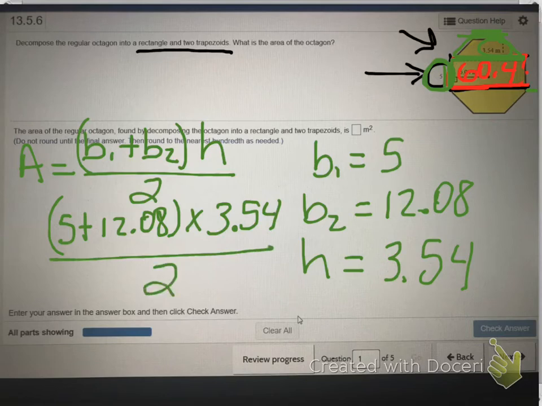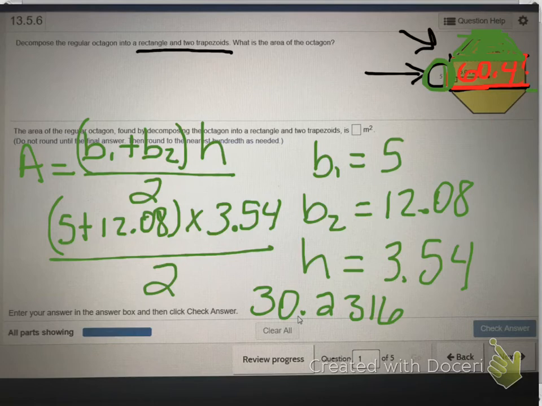So I'm going to plug that into my calculator. 5 plus 12.08 equals 17.08. Multiply that times 3.54 gives us 60.4632. And while that number is still in my calculator, I'm not going to hit clear. I'm just going to hit divide, 2, and equals, and my answer is going to be 30.2316. That's the area of just one trapezoid, this trapezoid right here that I'm coloring in up here.